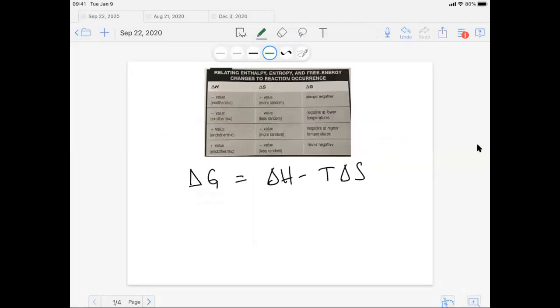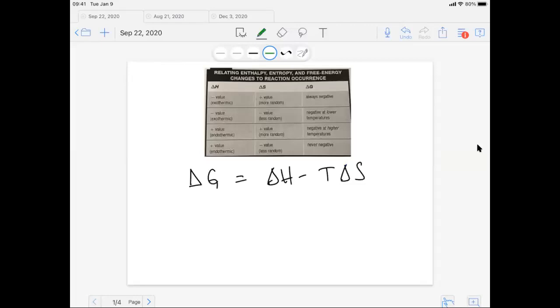So going to this table that's in the book, I'm assuming none of you took your books home, so you can always go to my website to download the PDFs from there. But this is on page 519, and it's a table that goes through all the possible values for H and S and what the value for delta G would be.